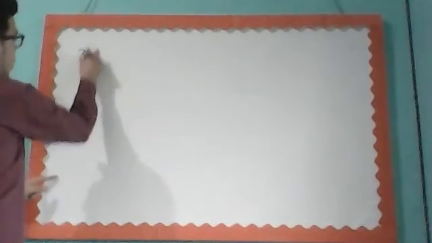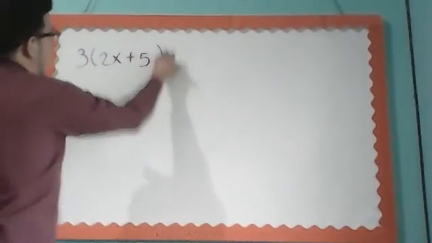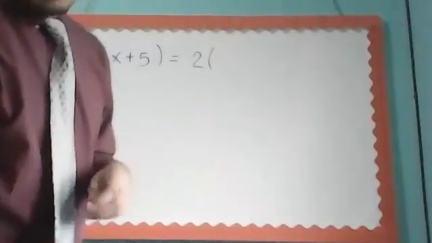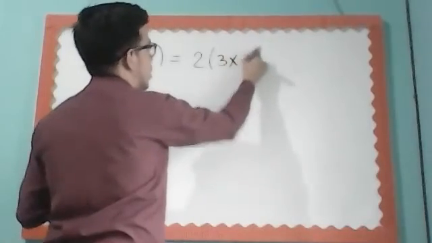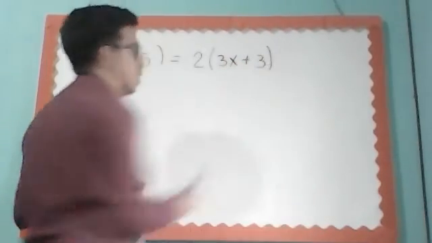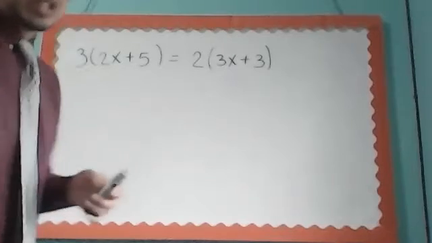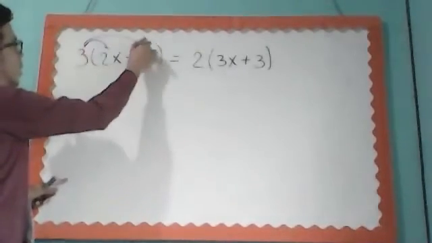Three times (2x plus 5) equals 2 times (3x plus 3). Okay, first step, solve the multiplication.